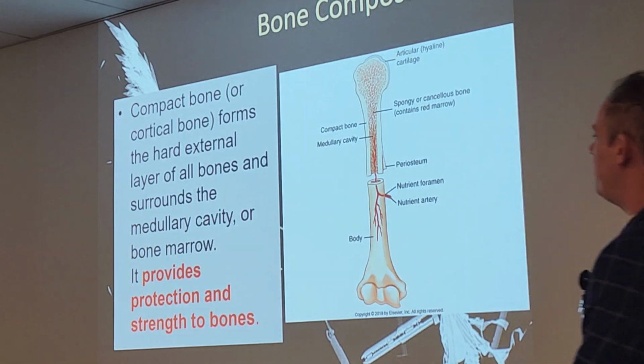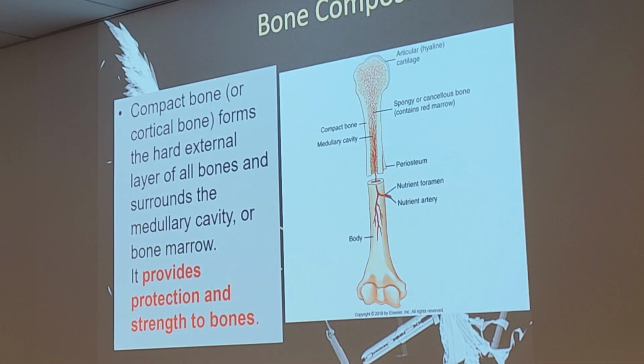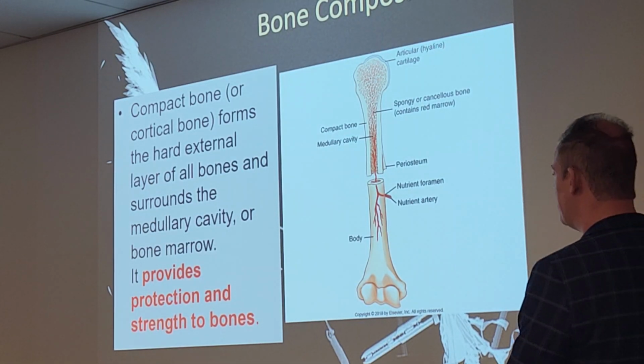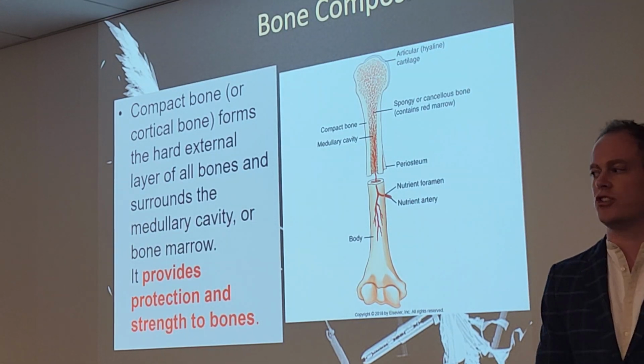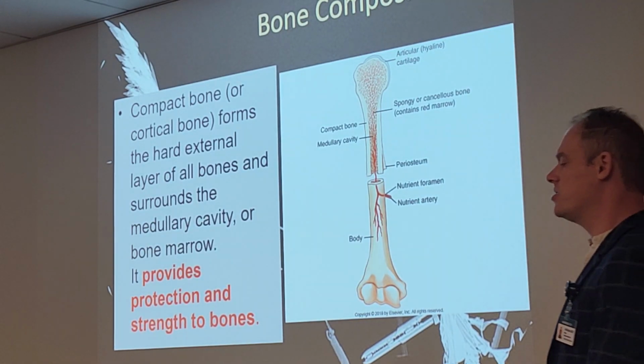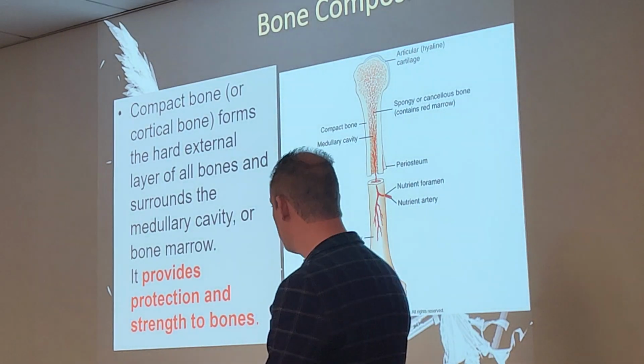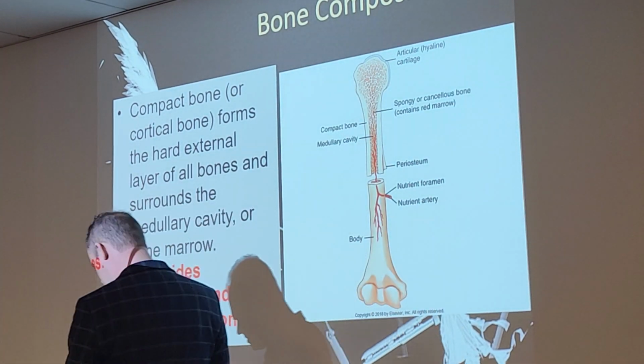Okay, so there's the full definition of that compact bone there. Once again, that's that outer surface right there on the bone. The hard external layer of all bones surrounds that medullary cavity within the middle, or that bone marrow. Its main function is to provide protection and strength to your bones. Protection and strength. Hard outer shell. Keywords there.